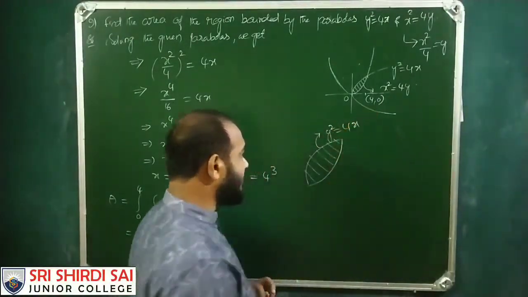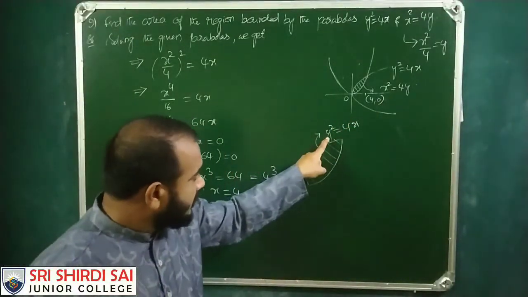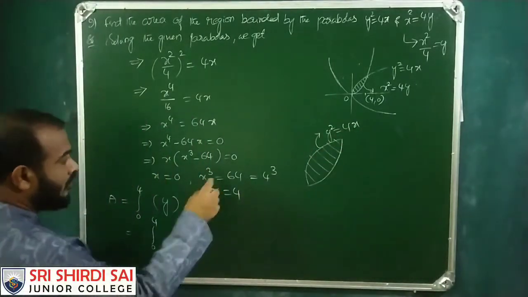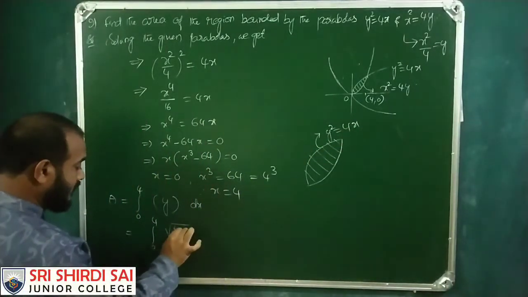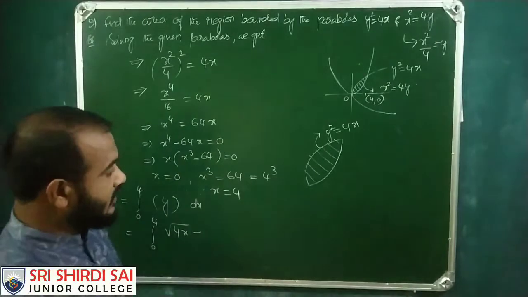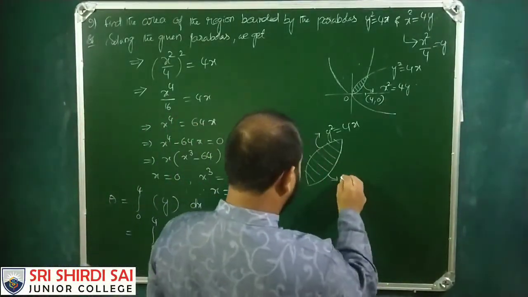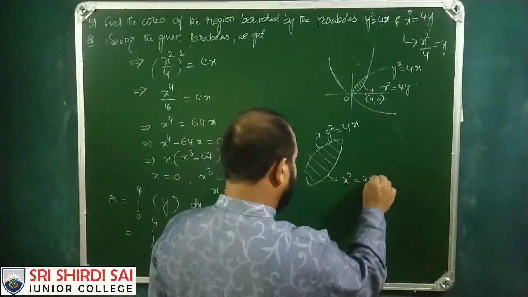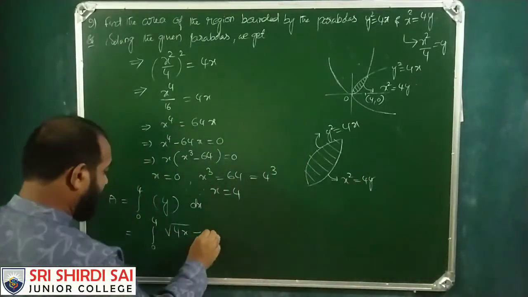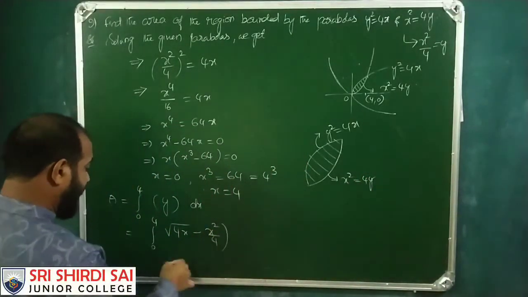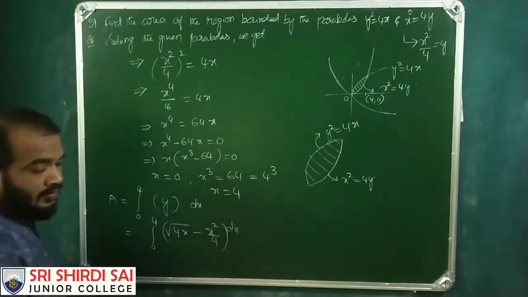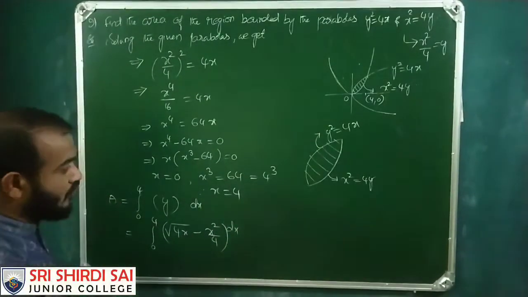What I want is y. So y equals square root of 4x. This is the upper curve minus, what is this curve? This curve is the lower curve. So this is x square equals 4y. From this, y equals x square by 4, whole dx. This is what we have to evaluate.